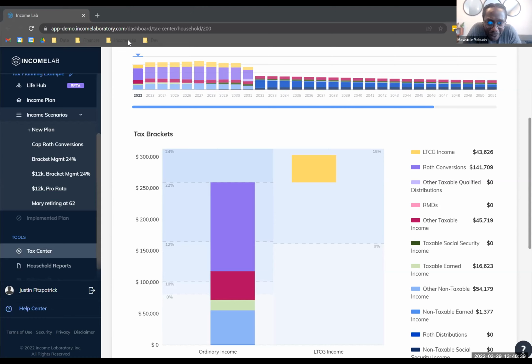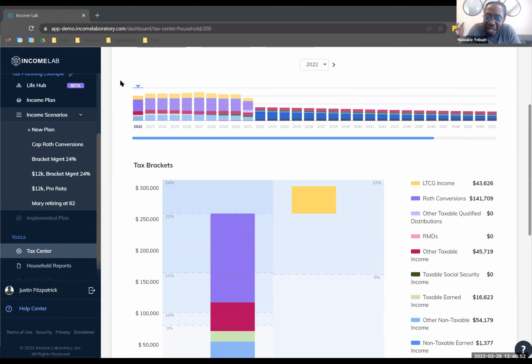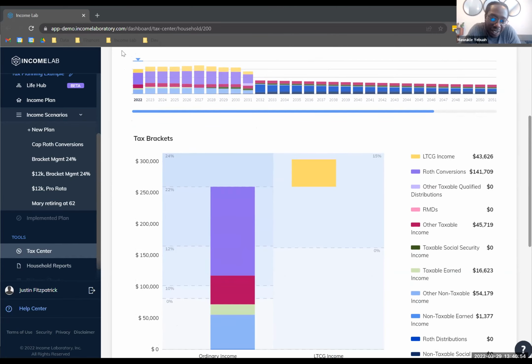Next question. This is about the bracket management module. The tax center might show, for example, that it is optimal to convert up to the 24% bracket. But when you run the plan and look at the total monthly income, it goes down. It would be nice if the tax center worked with the income projections to come up with the scenarios that would produce the most recommended income.